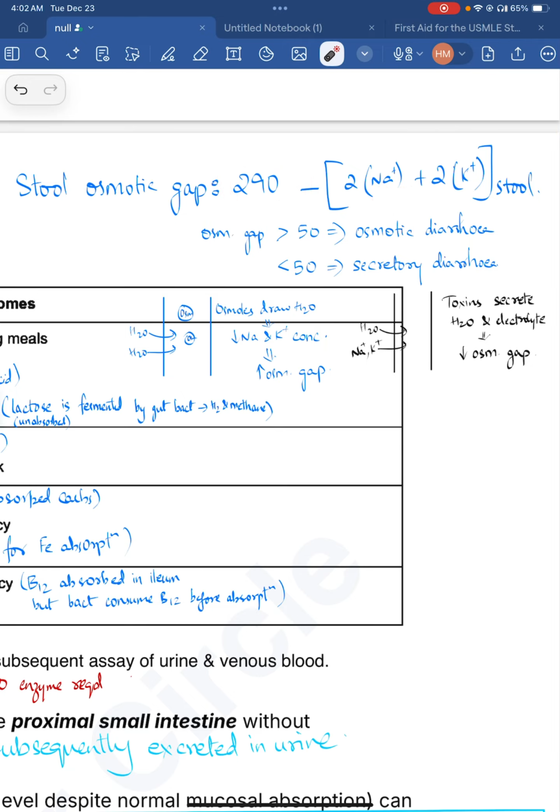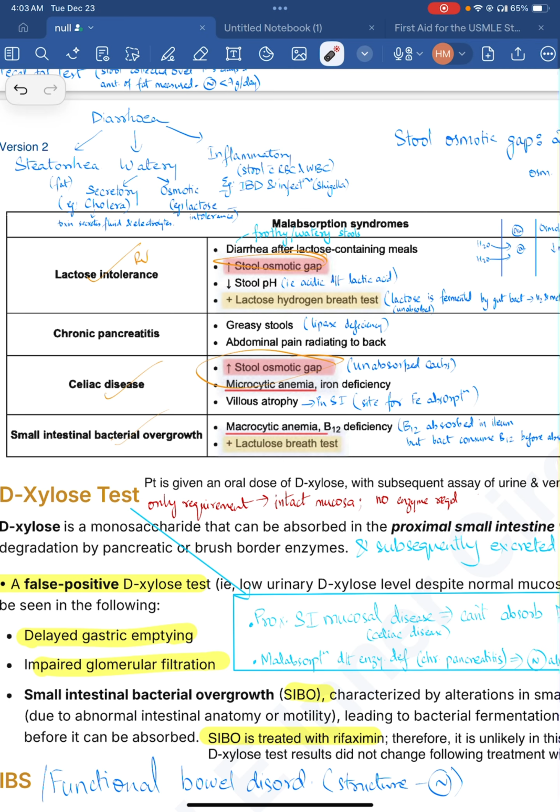Whereas in secretory diarrhea, toxins secrete water and electrolytes. Both of them are secreted. This will decrease. Electrolytes keep increasing here. So the number becomes higher here. That means the total becomes lower. The osmotic gap is decreased.